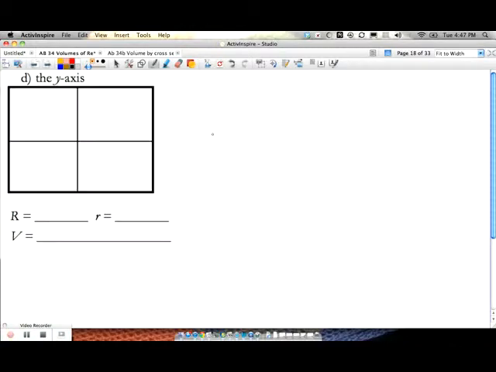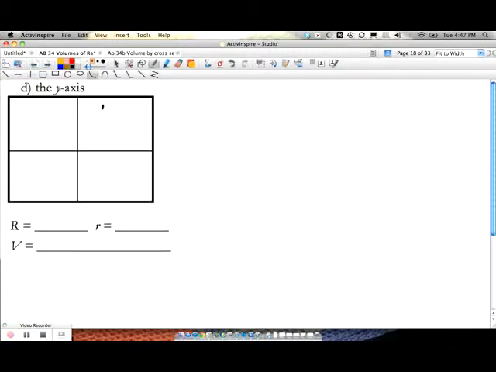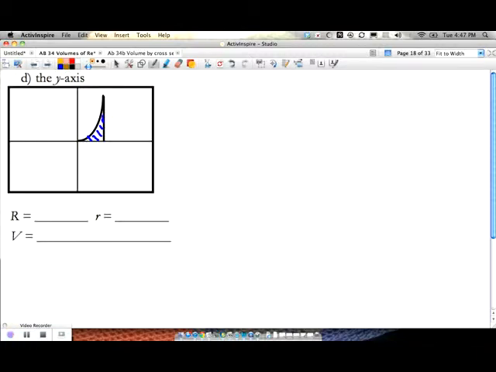Let's check out part D, the y-axis. Now for D, E, and F, we're actually going to be going in the perpendicular direction. So first, start with our curve, and we have this bounded region, again in the blue. But now as we're rotating around the y-axis, we're going to have a lot of empty orange space in here too.